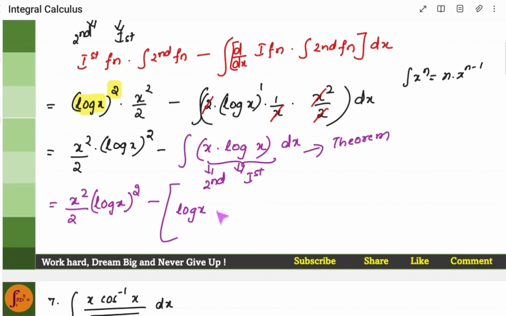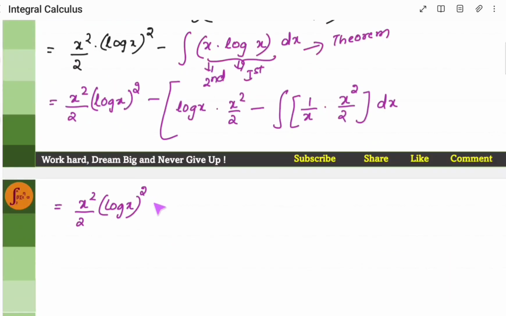So log x into the integral of the second function. What is the integral of the second function? x square by 2, minus big integral, open the brackets, derivative of the first function. The derivative of log x is 1 by x into the integral of the second function. The second function is x, this one. So the integral of x is x square by 2. Basically we copy this and dx.